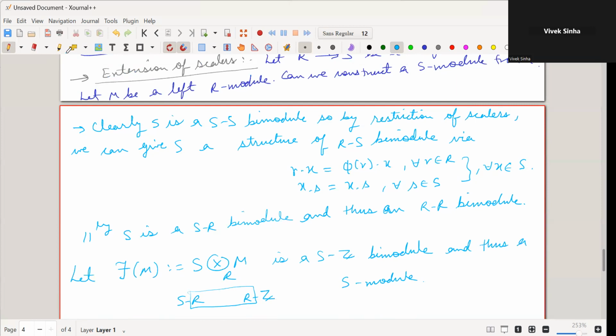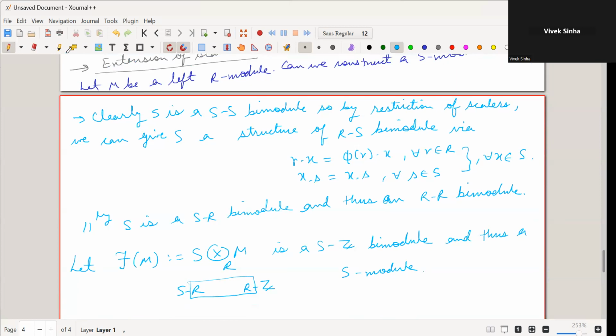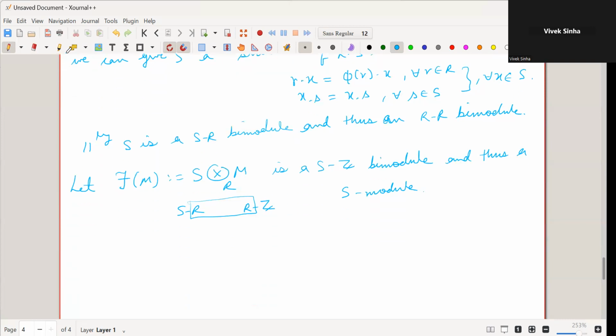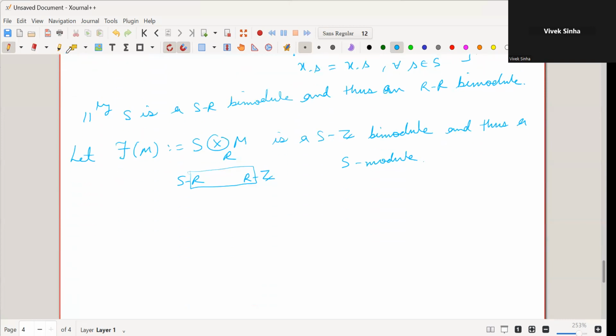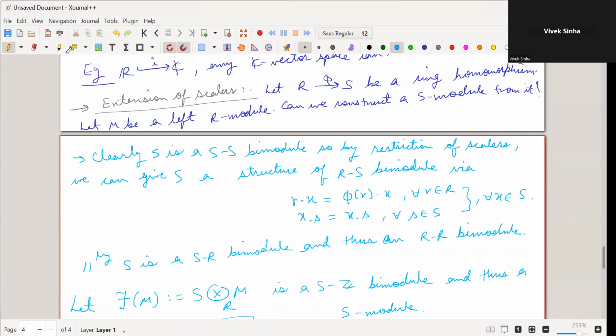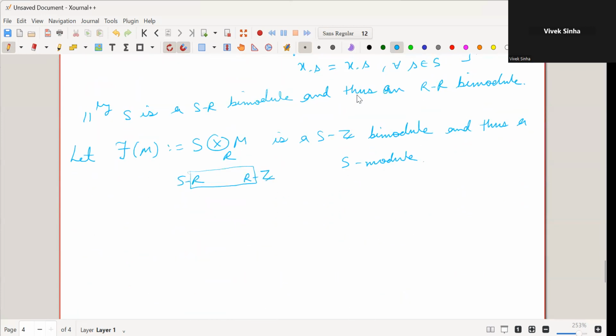So what we have done, we have from the left R module structure over M, constructed the module S tensor M, which is having an S module structure. So this is the extension of scalars, because again the same thing. In particular, you can consider phi to be an inclusion map and R to be a subset of S. So given a module structure by R, a subset of S, you can get a module structure on S tensor M given by S. That's why it's called the extension of scalars.